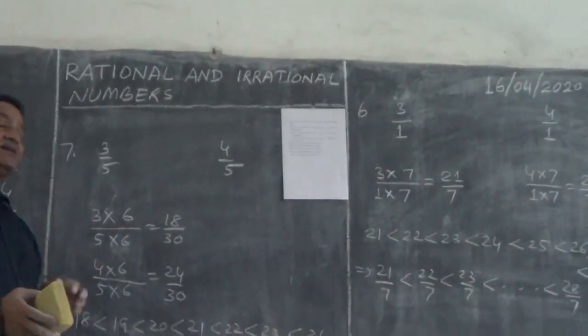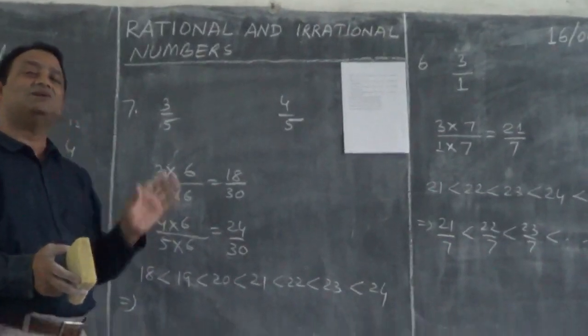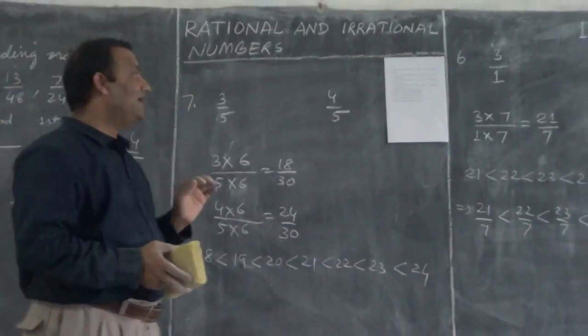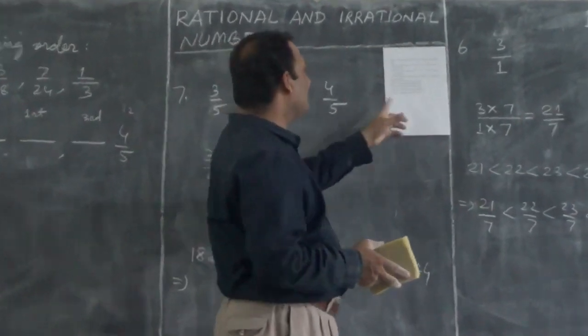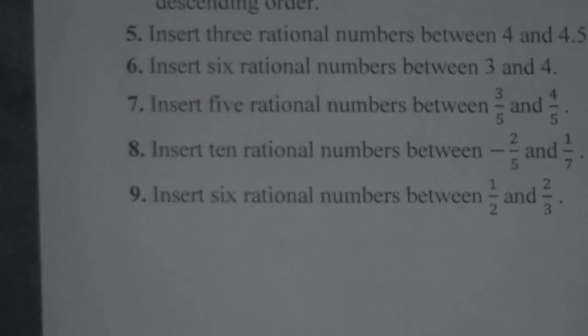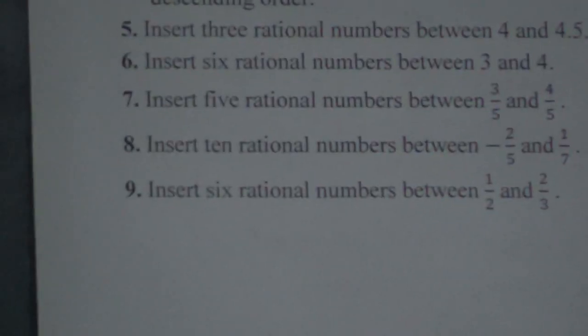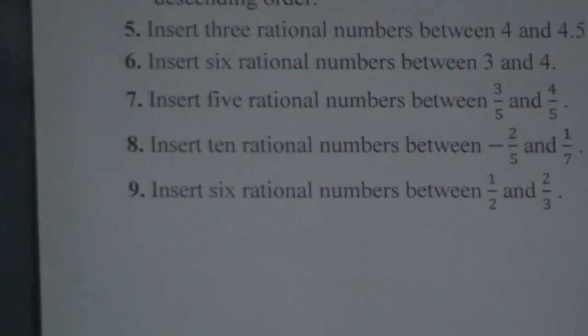In case the question is not asking to insert rational numbers at regular intervals, but if it is asking to insert rational numbers at regular intervals, you have to go for that method a plus d, a plus 2d, a plus 3d method. Now insert 10 rational numbers between minus 2 by 5 and 1 by 7. And here you have to find the LCM first. That is question number 8.